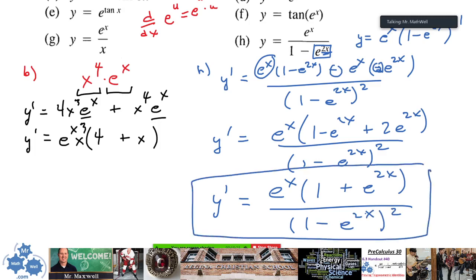Might be a little bit tricky to see all that, but all right. So we have 1 plus e to the 2x, and we have 1 minus e to the 2x. Those can't be simplified. Okay.